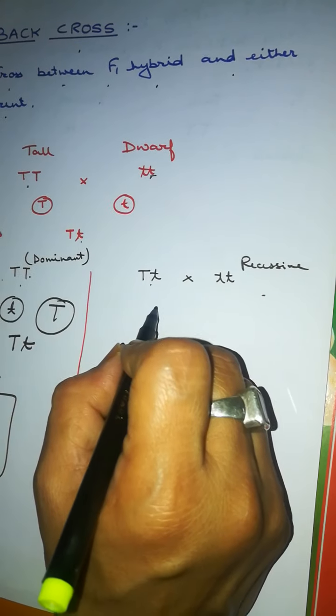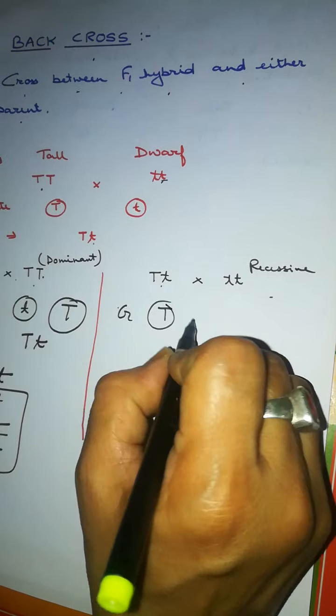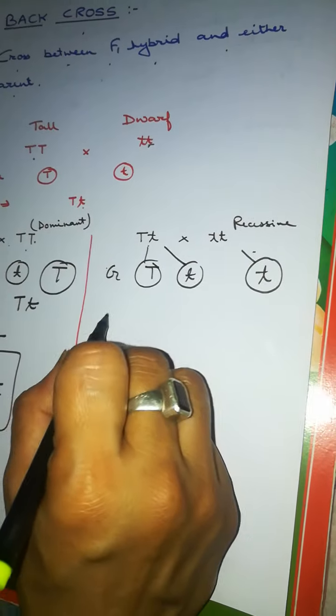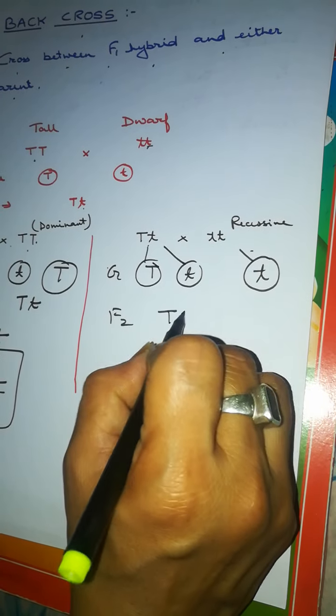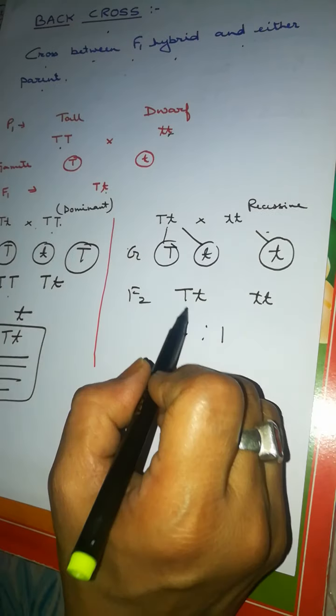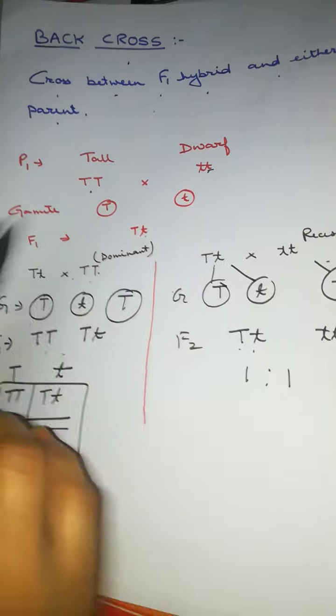When it crosses with a recessive parent, then the gametes will be capital T, small t from this one, and here small t. So the F2 generation will be capital T, small t. That is 1:1 ratio plants will be obtained. This is the tall plant, this is the dwarf plant. Now, so back cross means F1 with either parent, either dominant or recessive.